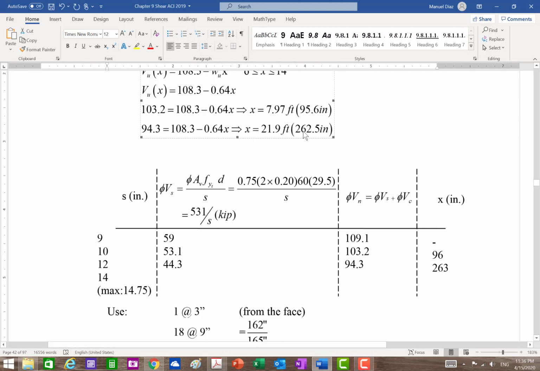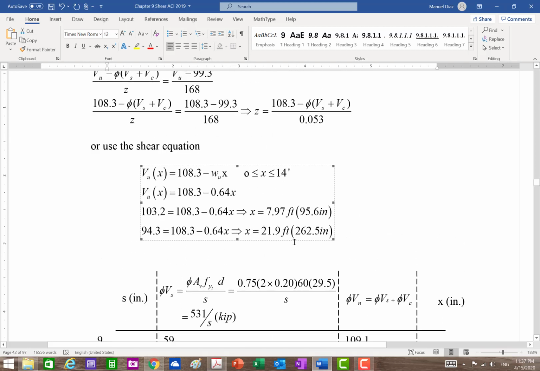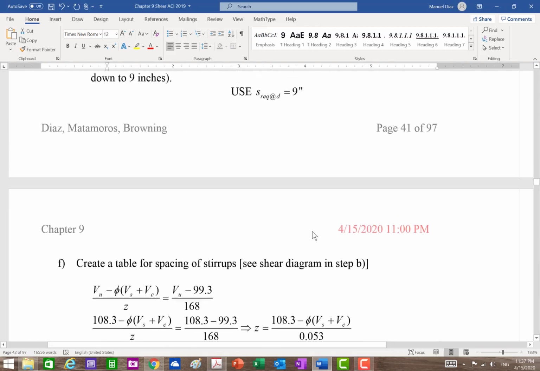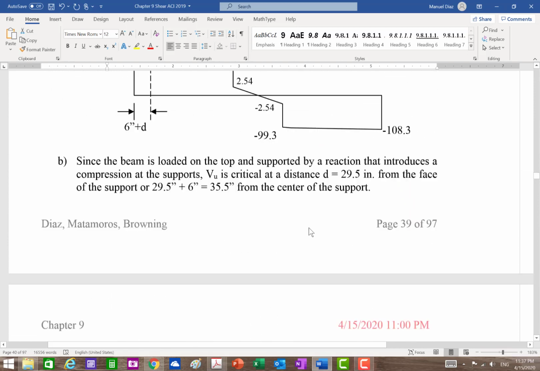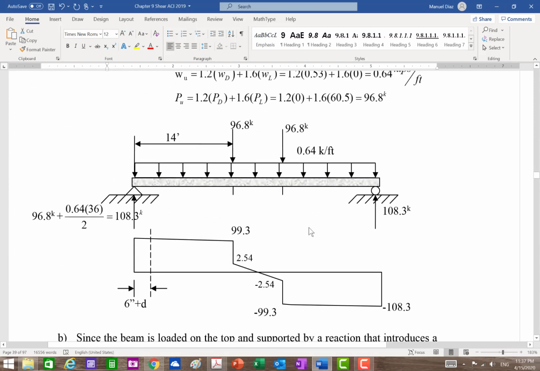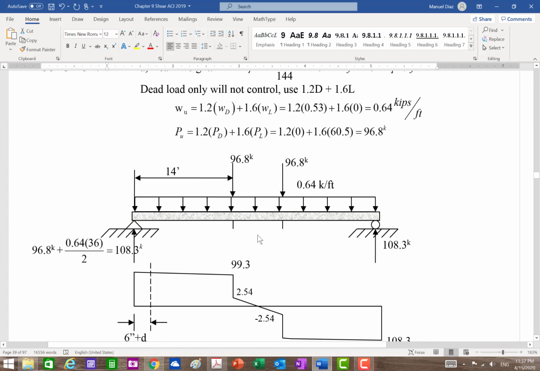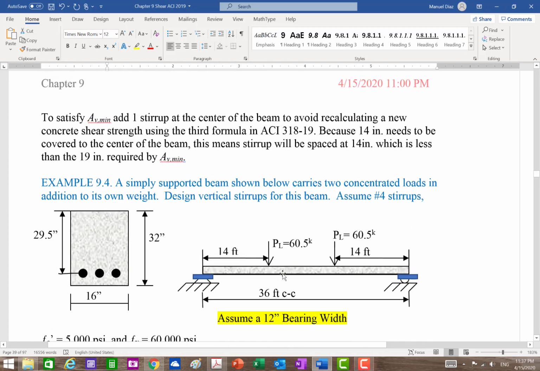I said 263, but that doesn't make any sense, right? Why this value would not make sense? Two things. The formula is only valid from 0 to 14, and this is 22, right? 262 is way past the center of the beam already, right? So we're even past the center of the beam, right? So, yeah, so we're way past the center of the beam. So that means that, yeah, the value is not useful for us, okay?